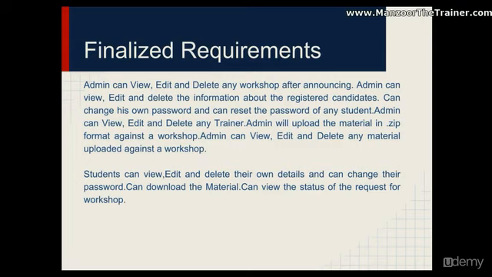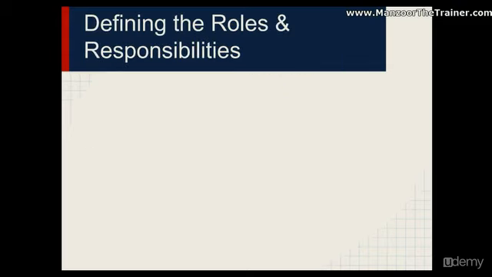The student can view, edit and delete the details of their own after getting their password. They can change their password, they can download the material, they can apply for the workshop, they can view the status of the workshop. So finally we can come to a conclusion that there are two key roles of my project. One is an admin, another is a student. Now admin can perform some tasks and student can perform some tasks. So we are simplifying the requirements by defining roles and the responsibilities.